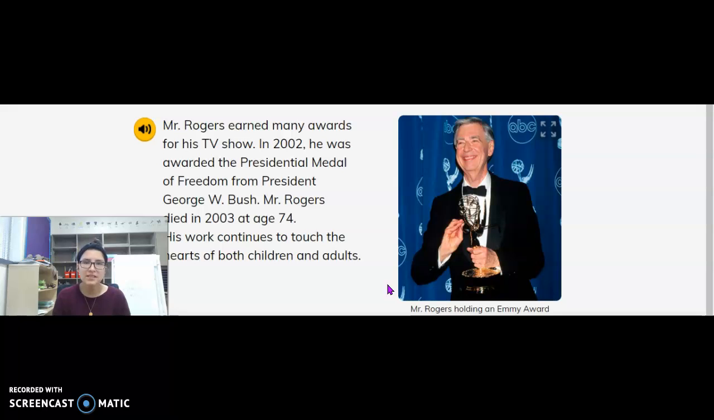So his TV show was just a great show to learn about a whole bunch of different little lessons, and he did it in such a fun way. So that was another really important thing about him. Mr. Rogers holding an Emmy Award. Okay, so he won a big award for his show.